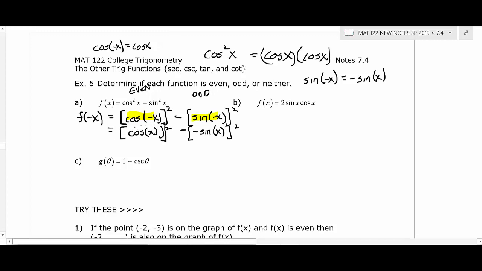When you square this cosine, that just becomes cosine squared x, so I write it that way. You have your minus sign, so bring it down. And when you square a negative number, that just becomes sine squared x. You're just doing negative sine x times negative sine x, so that gives you a positive number.